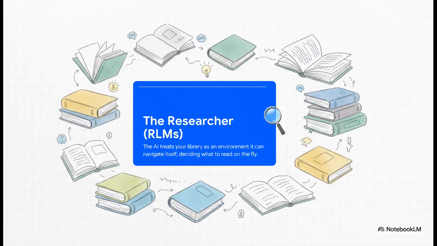The technical name for the researcher's method is the Recursive Language Model, or RLM. And honestly, this is a total paradigm shift. Instead of us feeding text to the model, it treats your library like an environment it can explore. It's almost like it's sitting at a desk with your books stacked right next to it, deciding for itself, I'll flip through this table of contents, or, okay, I'll read this chapter closely. And then it'll jump to a whole other book when it spots a connection.